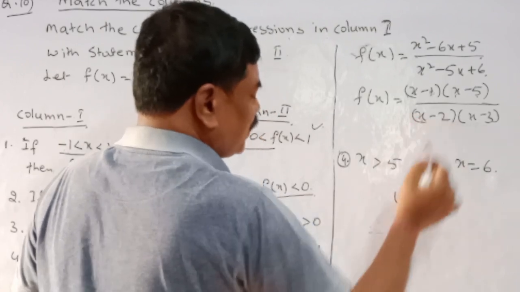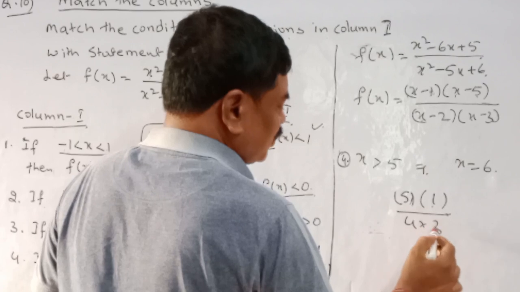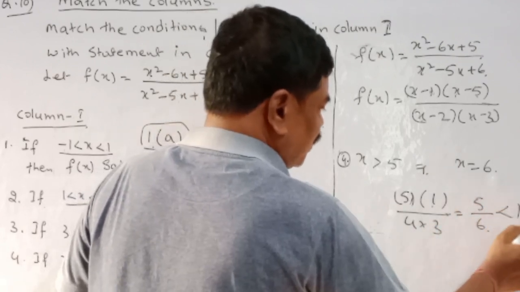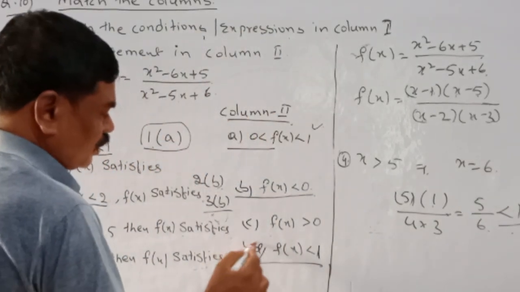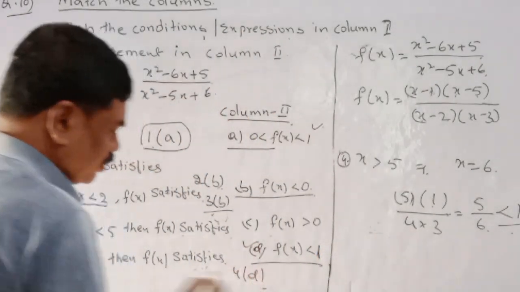By denominator, 6 minus 2, 4. 6 minus 3, 3. It is equal to 5 by 6, which is what? Less than 1. So option D. So 4 is D.